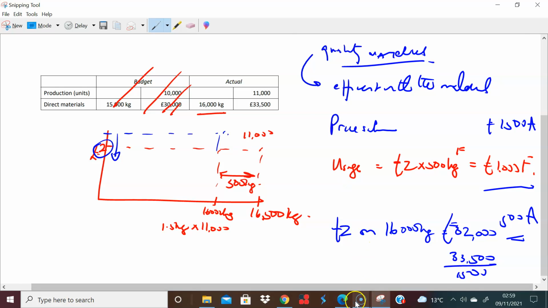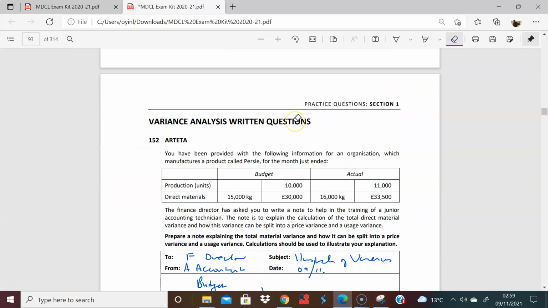Let's just go back to the question to make sure we have covered everything they wanted. Yes, to explain the calculation and how this variance is split, and we've done that.